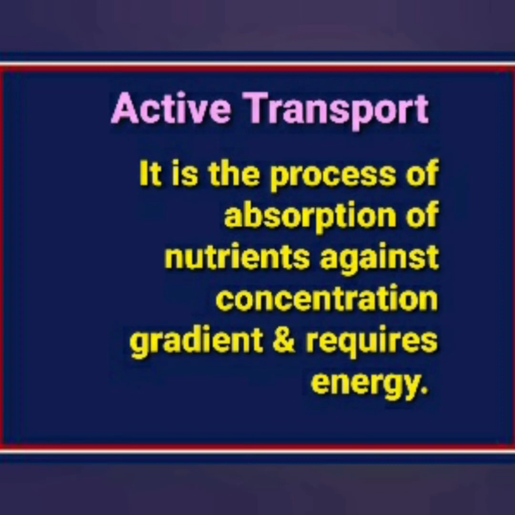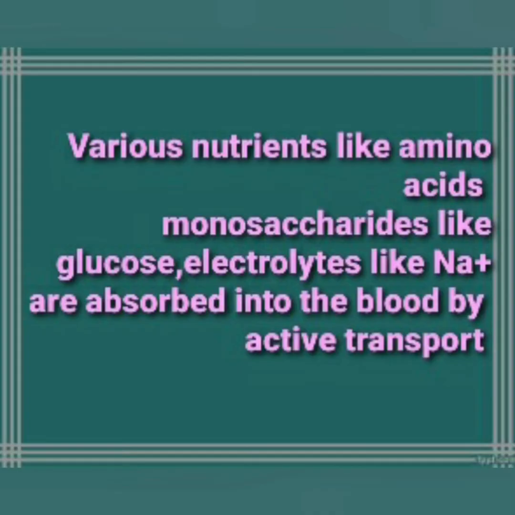Now about active transport. It is a process of absorption of nutrients against the concentration gradient and it requires energy. Various nutrients like amino acids, monosaccharides like glucose, and electrolytes like sodium ions are absorbed into the blood by active transport.